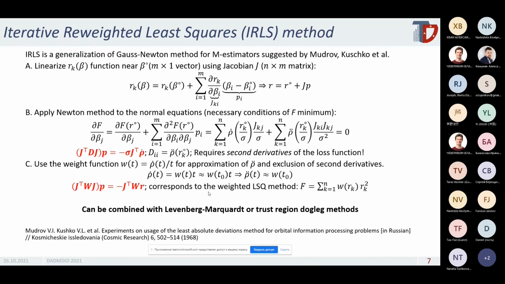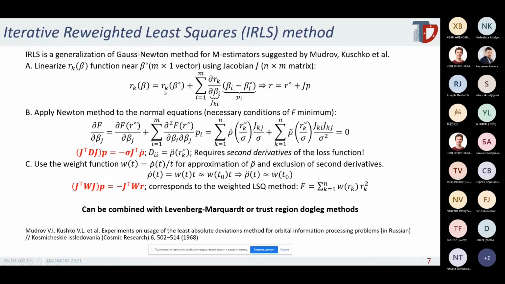Let's talk a bit about the method used inside the new version of CPFIT. It's the so-called iteratively reweighted least squares method. This method is a generalization of the Gauss-Newton method for M estimators. It was suggested in the Soviet Union by Mudrov and Kushko for approximation of orbits of artificial satellites. The first two assumptions are very similar to the Gauss-Newton method.